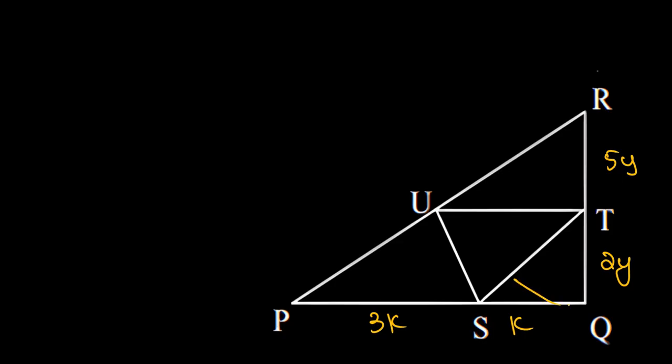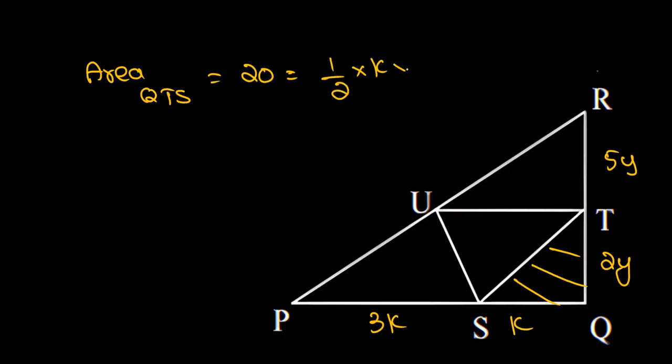In the question, this area is already available. What is the area of QTS? Area of QTS is 20. In terms of K and Y, what is the base of triangle QTS? Base is K, height 2Y. So as per the question, K into Y is equal to 20.